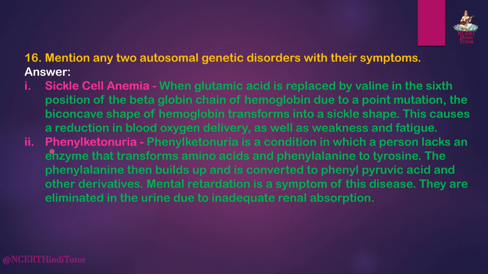Second, phenylketonuria. Phenylketonuria is a condition in which a person lacks an enzyme that transforms the amino acid phenylalanine to tyrosine. The phenylalanine then builds up and is converted to phenylpyruvic acid and other derivatives. Mental retardation is a symptom of this disease. They are eliminated in the urine due to inadequate renal absorption.